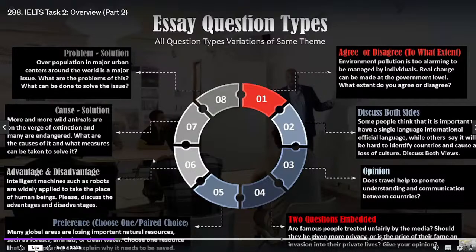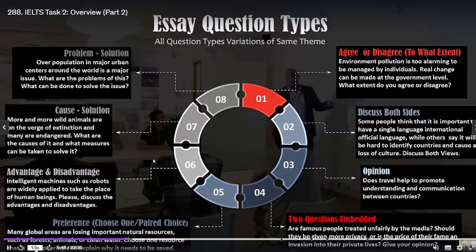Then we have the advantage, disadvantage question, and that can be worded many different ways. It can just be discuss the advantages and disadvantages. It can be discuss the advantages and disadvantages and give your opinion, or it could be compare the advantages and disadvantages. Then we have the cause solution question or problem solution question. So these are all of the different question types that you could possibly have to address on the IELTS exam.